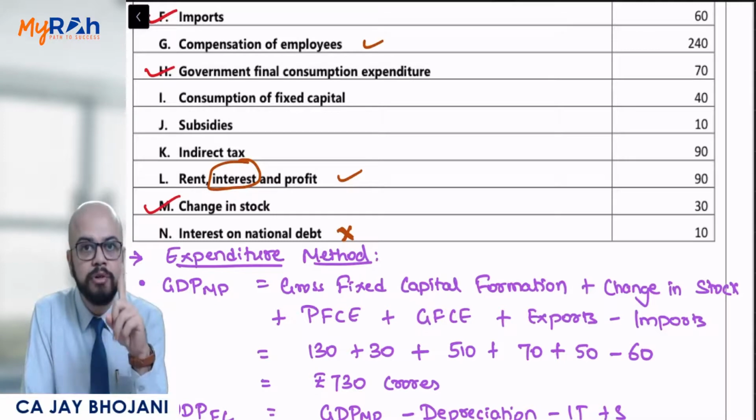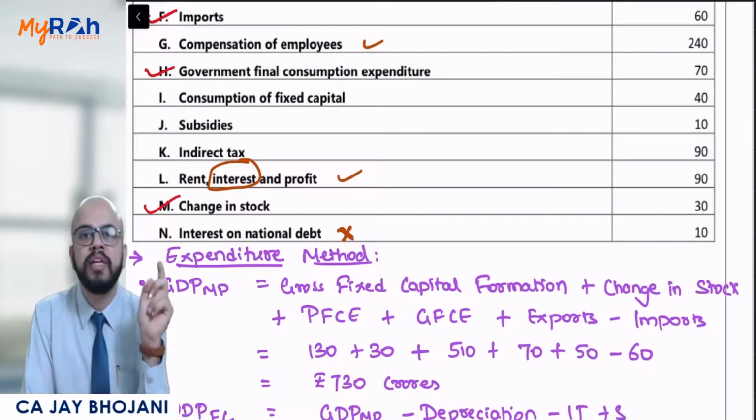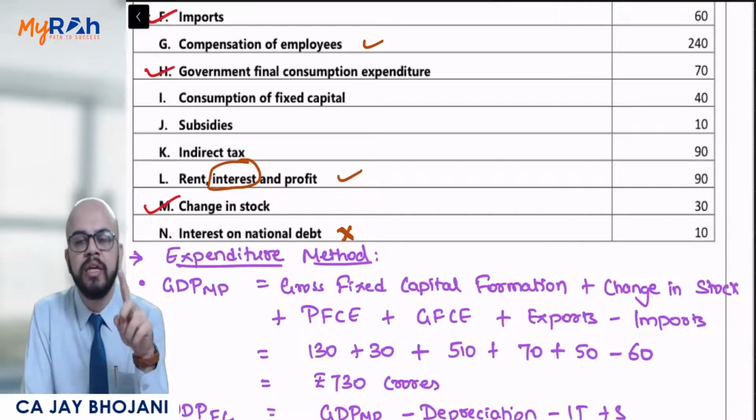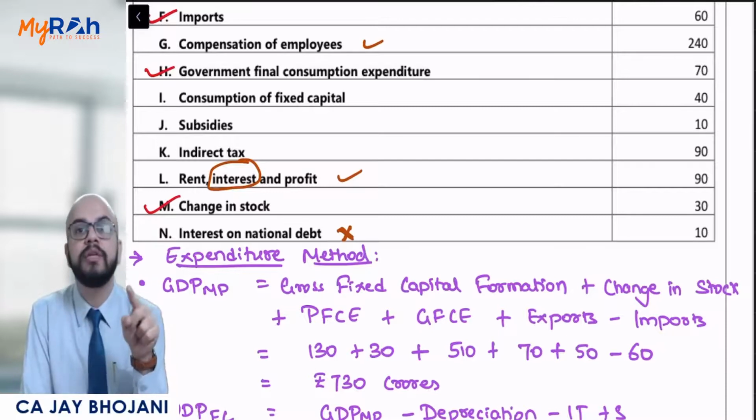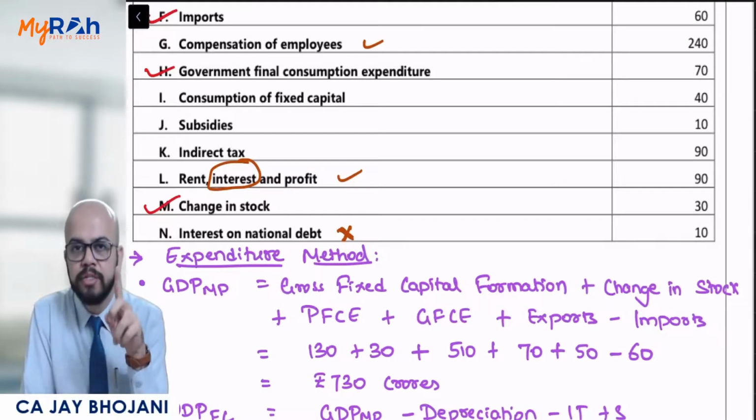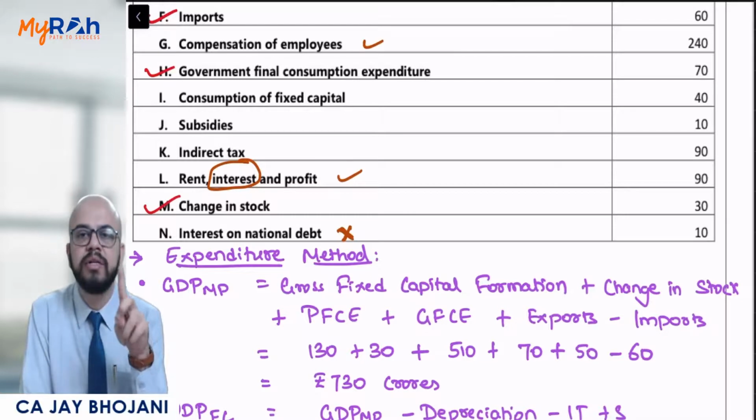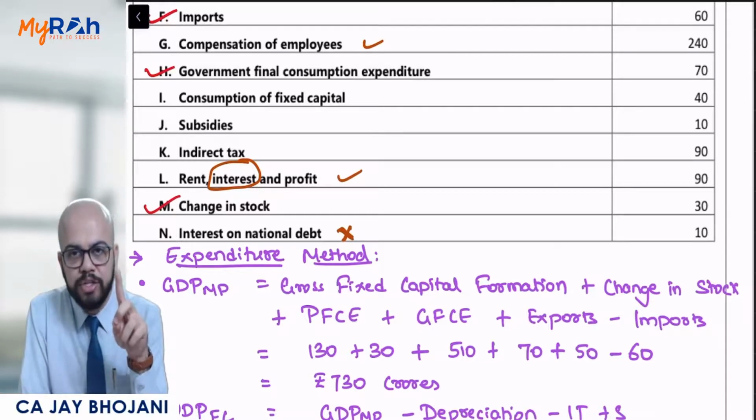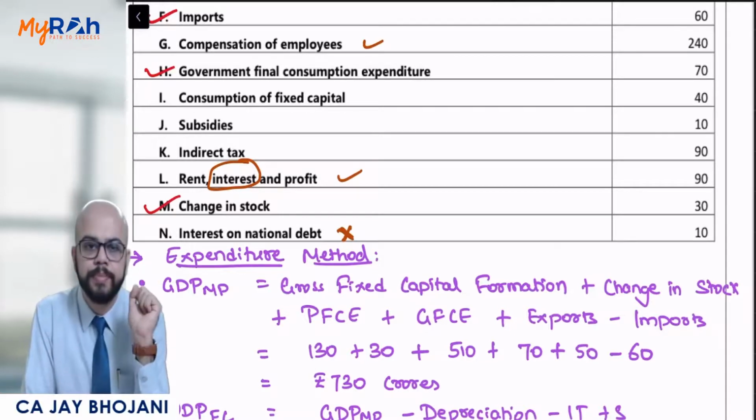Okay, but interest on national debt will never be a part of national income calculation. Remember this, interest on national debt is never to be considered while taking national income calculations. Why? Because interest on national debt is on the debt which is taken by the government for consumption purposes, and since the government has taken those borrowings for consumption purposes, the interest paid on it will not be considered as a part of national income calculation.